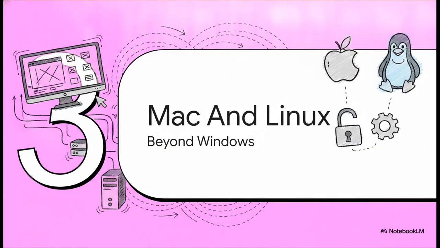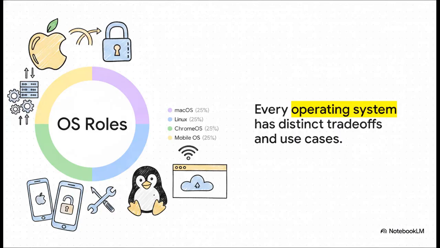All right, moving right along to part 3, navigating Mac and Linux. Because to be a well-rounded IT professional, you really can't just know Windows. Every OS has its own specific trade-offs. macOS is famous for this incredible seamless integration, but it's completely proprietary and locked down to Apple hardware. Linux, on the other hand, is the open-source champion. It's free, it's infinitely flexible, and that's exactly why it completely dominates server environments.